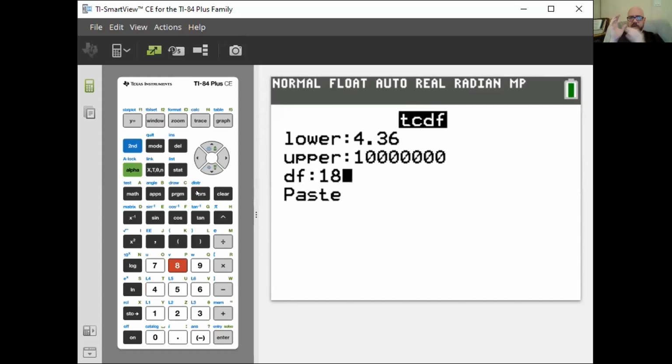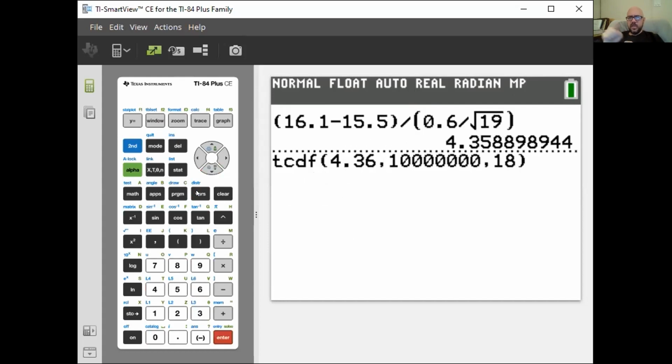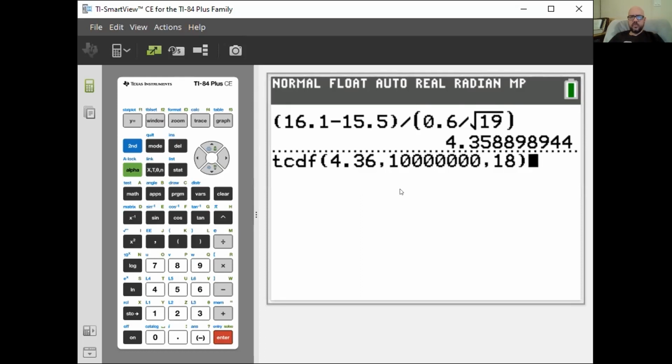So the lower and upper are exactly the same as they were for normal CDF. It's just that you tell it what the mean and standard deviation are essentially by putting in the degrees of freedom rather than calculating it, which is actually a pain in the neck. Yeah, there we go. If you didn't get that interstitial screen there, then you just type it in this order. I would guess that probably none of you have calculators that old, but if you do, there you go.